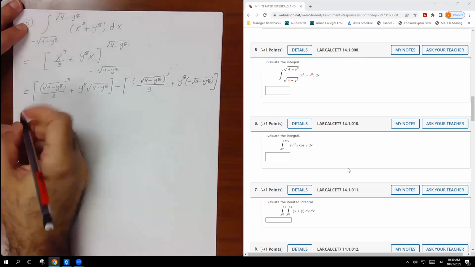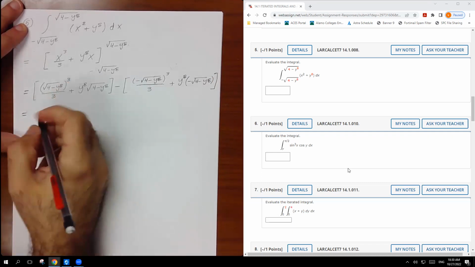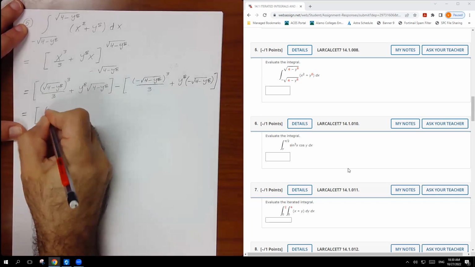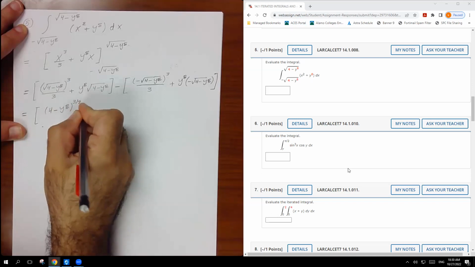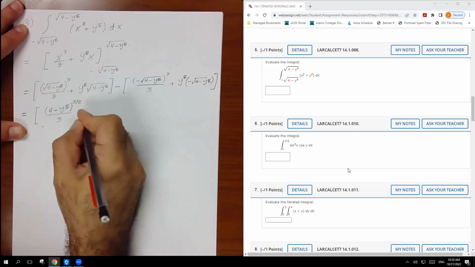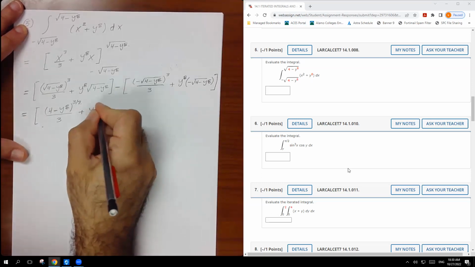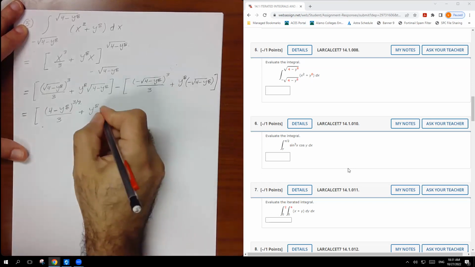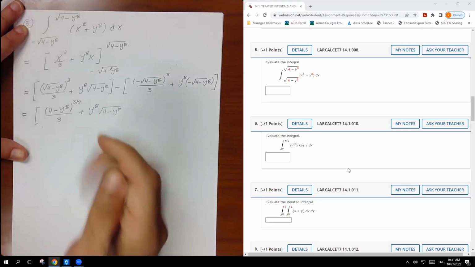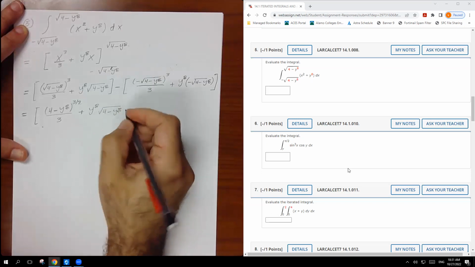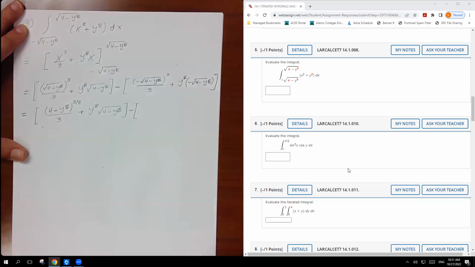Now next step. This one is a cube, so I'm going to write down this side as 4 minus y to the power 8, to the 3 over 2, divided by 3. Plus, here, just keep it the same. And here is going to be square root of 4 minus y to the power 8. Minus. Now let's work on the second one.